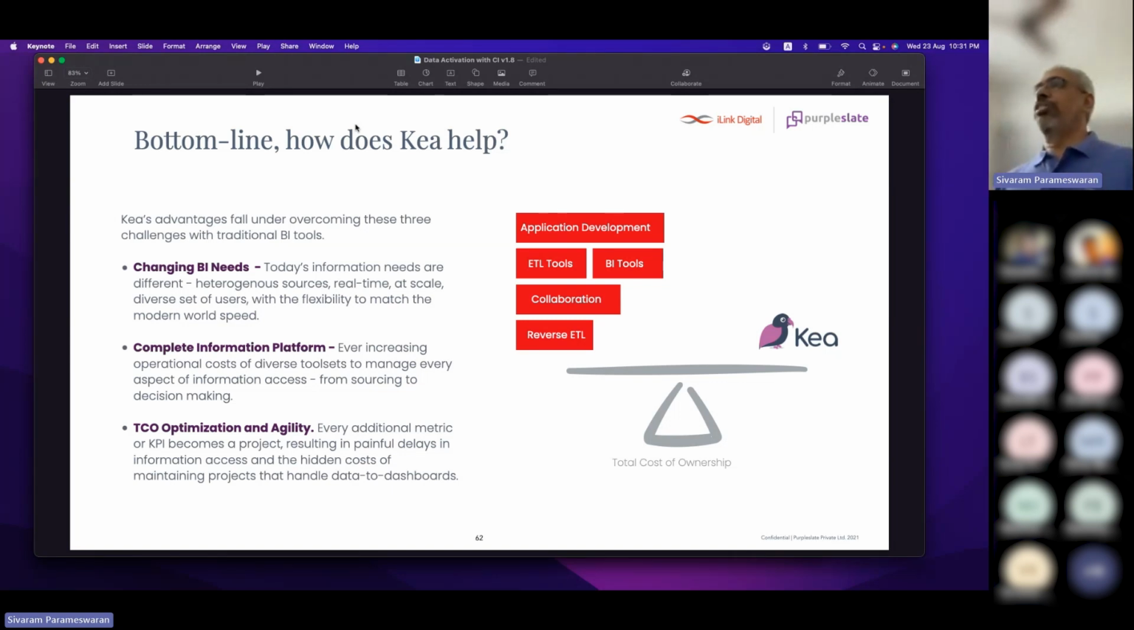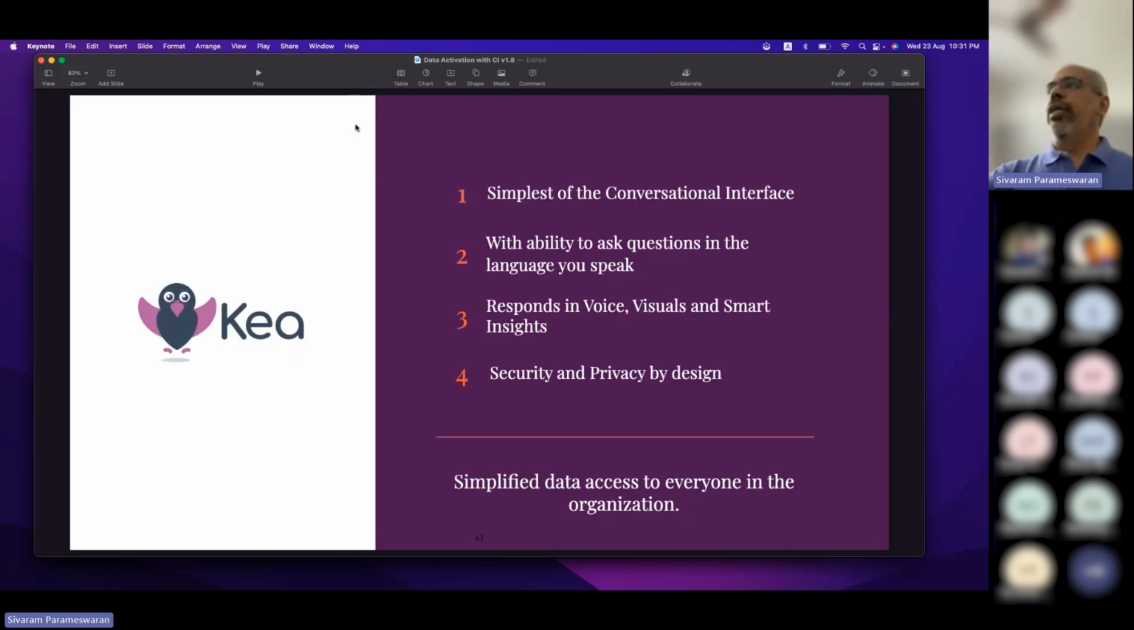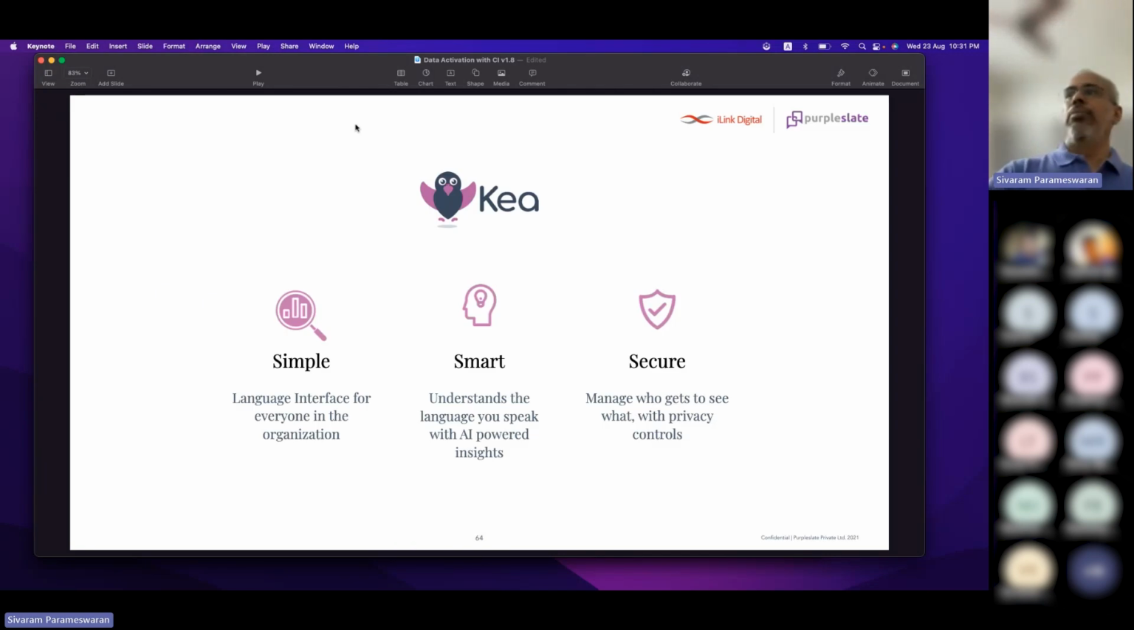A complete information platform, which I just talked about. And then, of course, agility is extremely important. I think the days of running BI projects for months are getting over. Can we really get insights as quickly as possible, right? So that's the whole idea behind Kia.